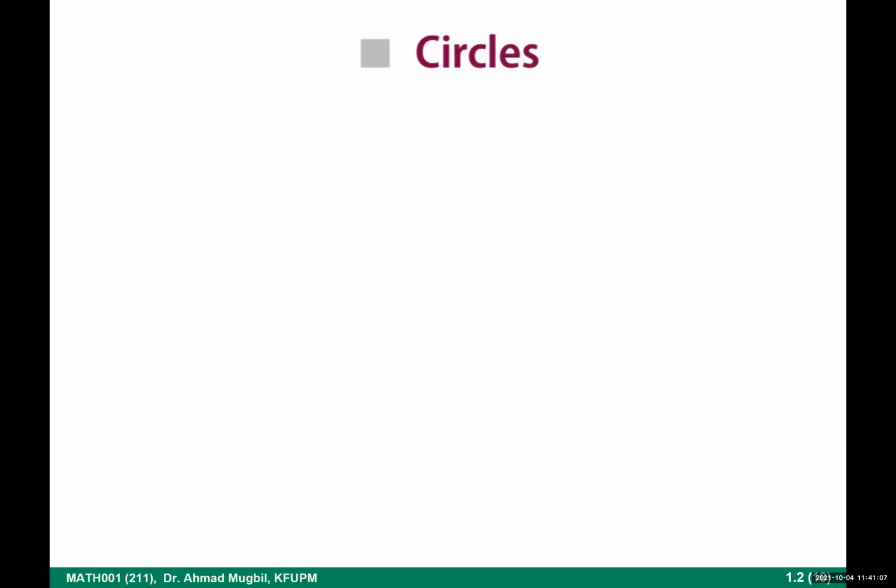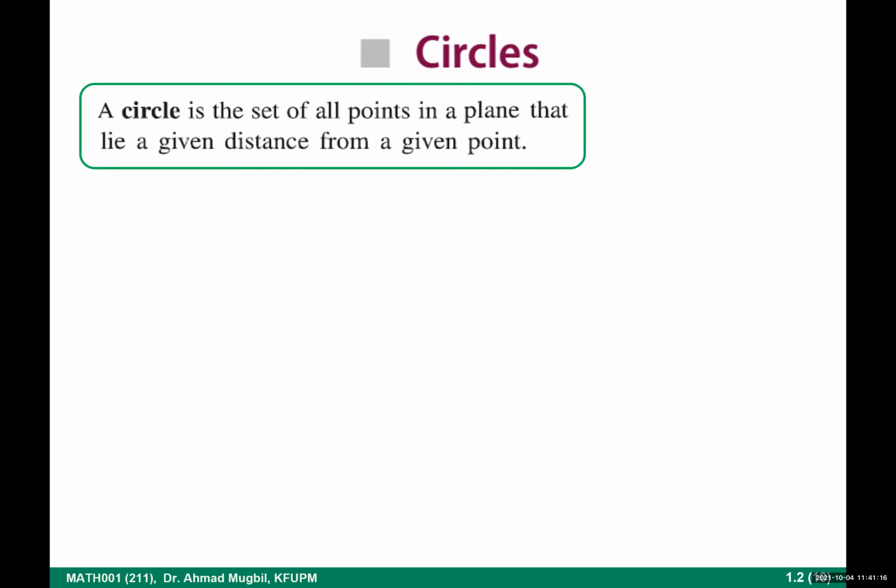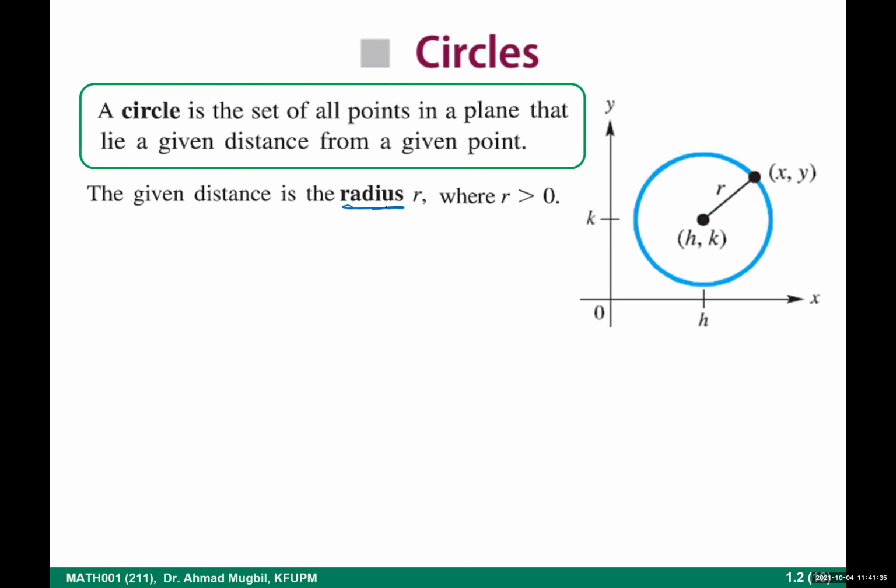By the way, from now on, when we talk about any geometrical shape, it is a set of points. So what is the circle? Look at the definition. The circle is the set of all the points in the coordinate plane, in the xy plane, that lie a given distance from a given point. They have the same distance from some fixed point. The given distance is called the radius. The given point is called the center.